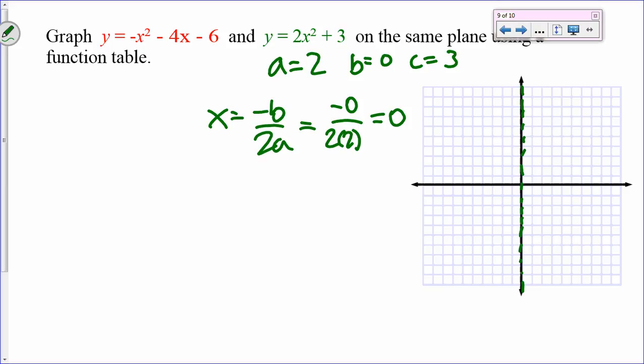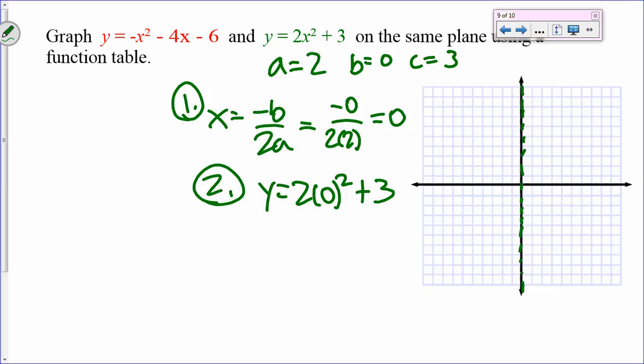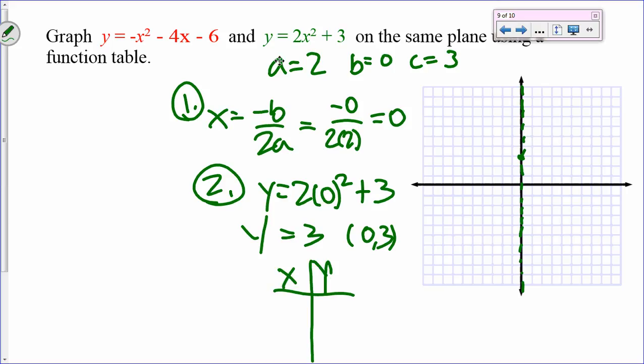So 0 is the axis of symmetry, so our axis of symmetry is the y-axis. That's our first step to the vertex. Second step is plugging that back into our y equals. So 2 times 0 squared plus 3 gives us y equals 3. So (0, 3) is our vertex. Let me plot that. Now we've got to get a couple values to the right, a couple values to the left. So let's go 1 and 2, and -1, -2. We use our axis of symmetry and that property of symmetry to save ourselves some work.